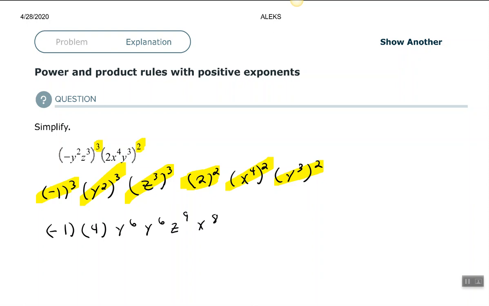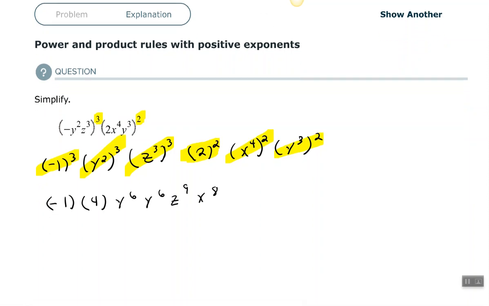And you could have left those in the order that they're already in. You still would need to rearrange them and regroup. So at this point, we know we need to multiply negative 1 times 4, which is negative 4. We need to multiply the y to the sixth times the y to the sixth, which is y to the 12th. Remember, we add the exponents when we multiply like bases.